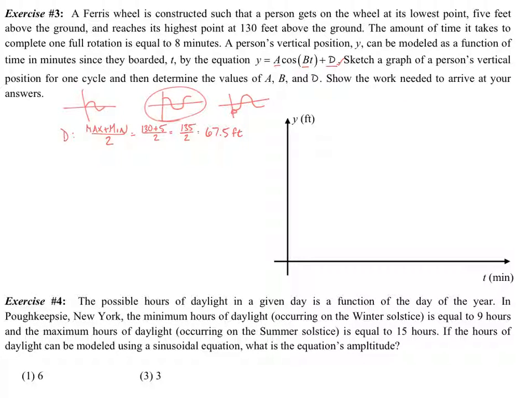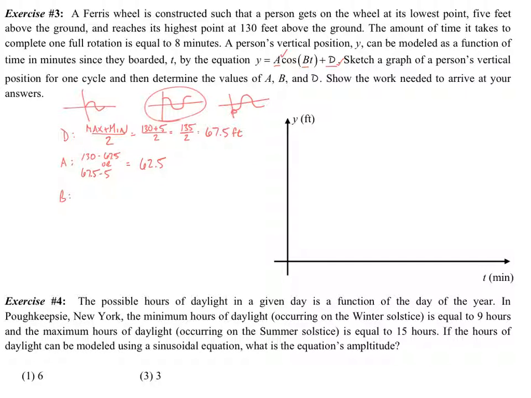And now what I'd like to know is what my a value is. That shouldn't be too hard to find because we know that we can find our a value by either subtracting the midline from our maximum, or if I wanted to, I could subtract my minimum from my midline. And I know that regardless of what I do here, I'm going to get 62.5. So that means my a value is 62.5. That's pretty useful. And then the last piece that I need to find is b.